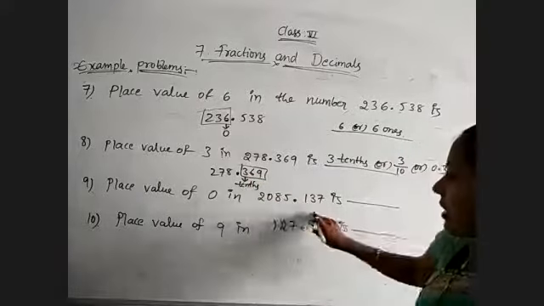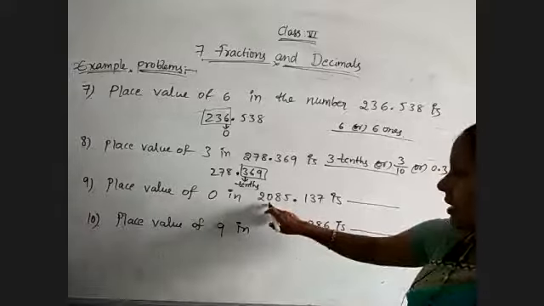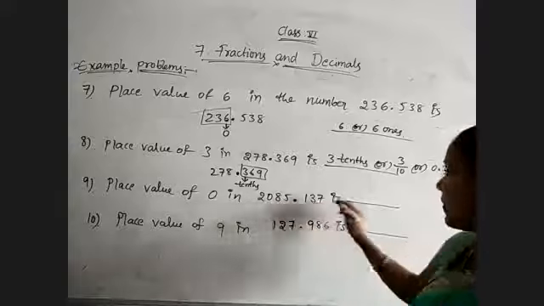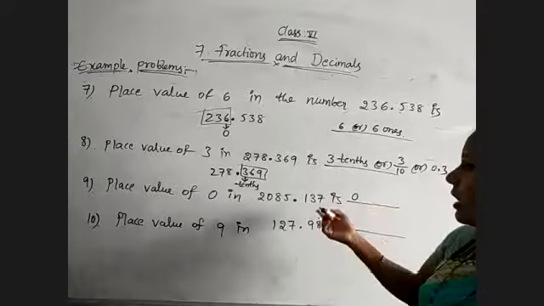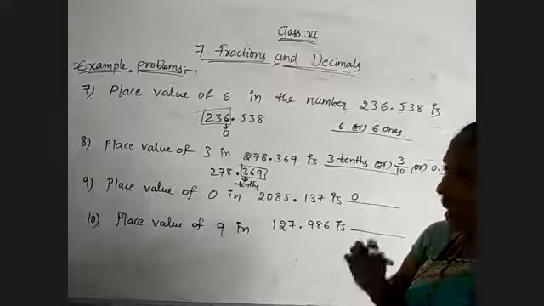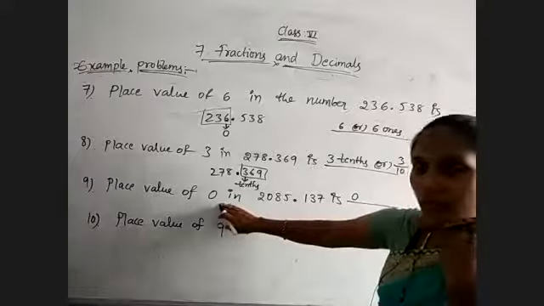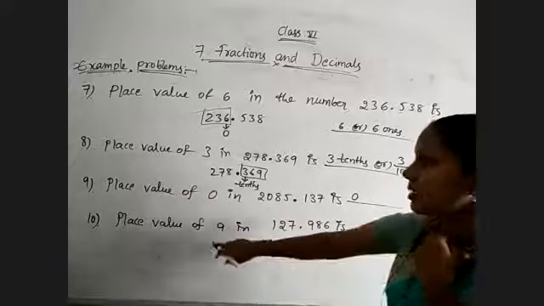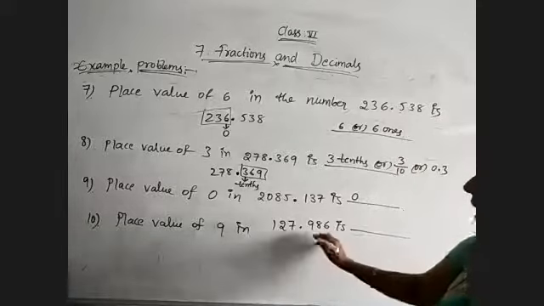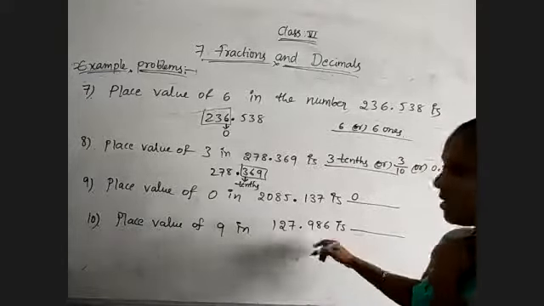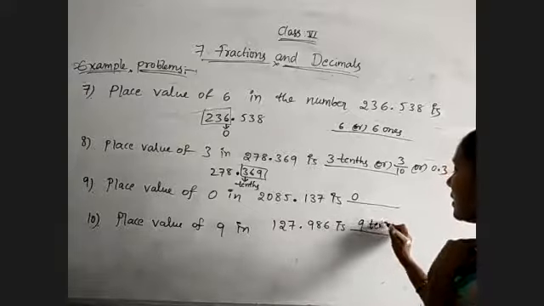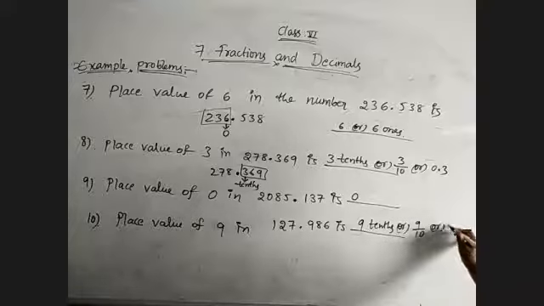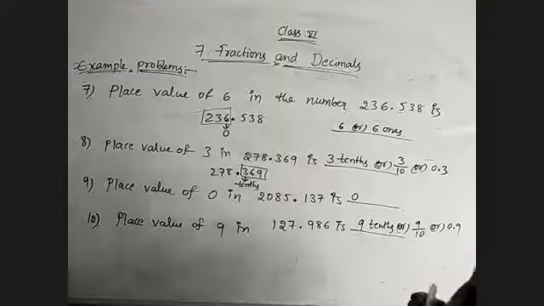And coming to the next, in this number, place value of 0 they are asking. 0 is in hundreds place. That means 0 hundreds. That means nothing is there. 0 itself. 0 into 100, 0. Otherwise, in words, we will write 0 hundreds. And remember, place value of 0 is always 0 only. Okay, remember this. Next, place value of 9 in this number. So 9 is in the decimal portion and it is the first digit. So 9/10 in words. Otherwise, 9/10. Otherwise, 0.9. Okay.